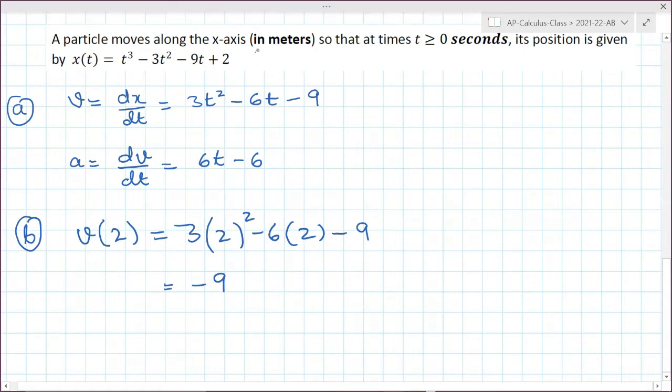So x is in meters and t is in seconds. So you see here dx, that is in meters, and dt is in seconds. So those are the units for v. And for dv, the unit of v is meters per second over dt, that is in seconds. So what is this unit? Meters per second squared. Right? So for velocity, it is meters per second.